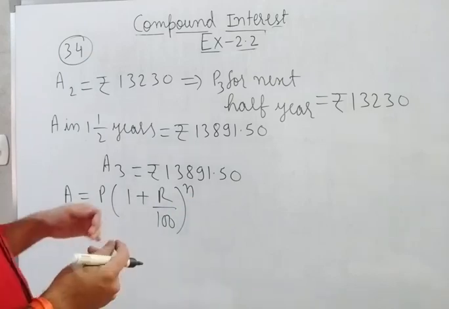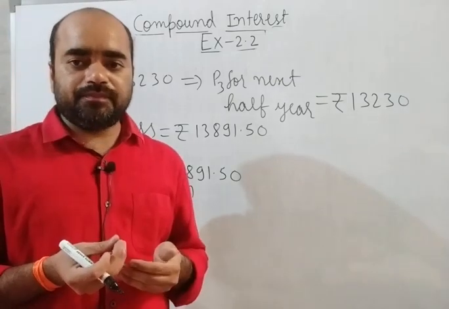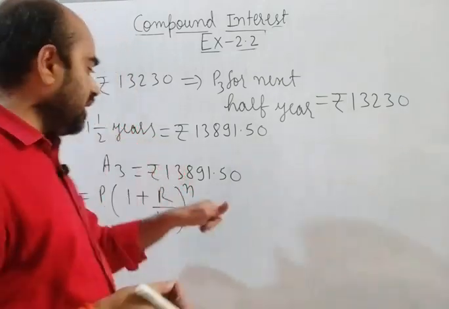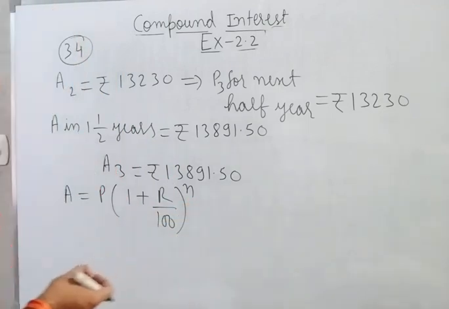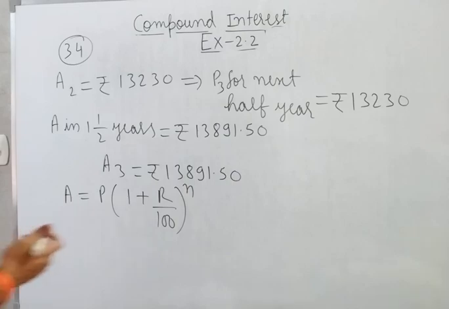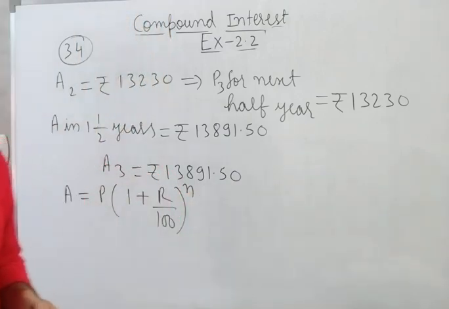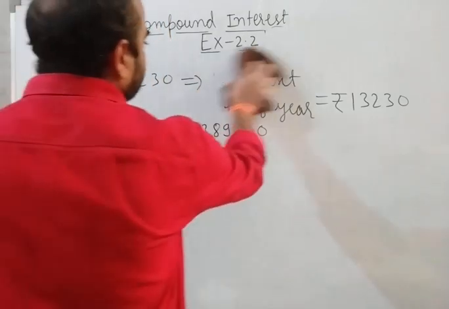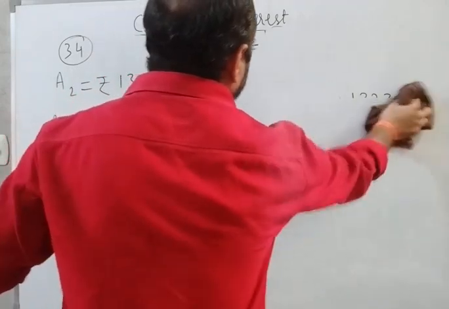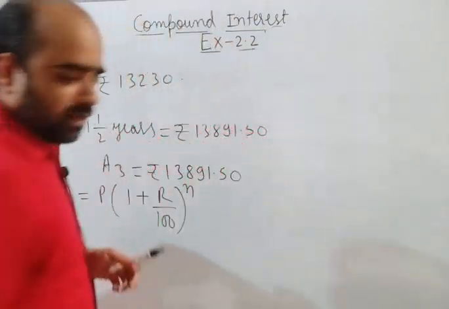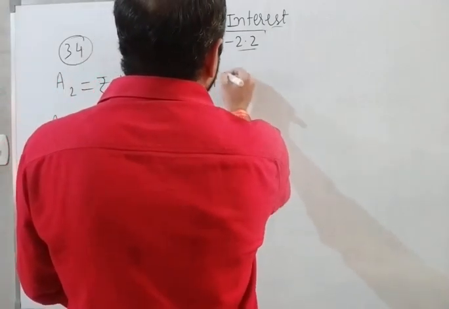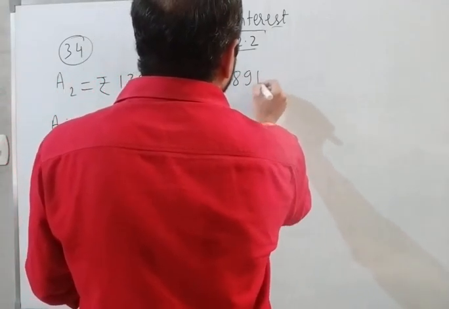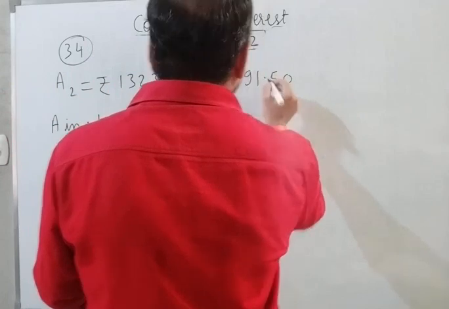Clear? So we are taking only 1/2 year. 1/2 year means n will be 1. So substitute the value. So that will come here. We can substitute the value. So that will come, amount is 13,891.50. This is the amount.